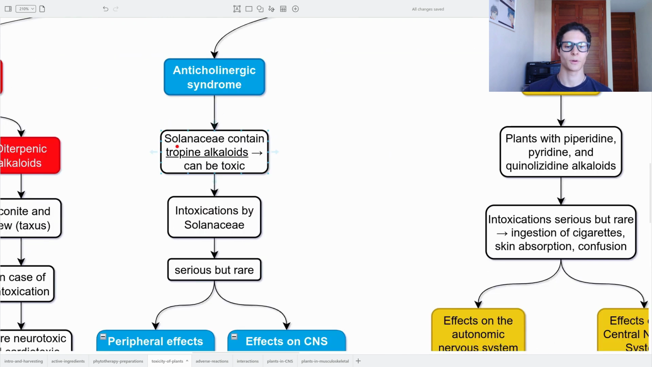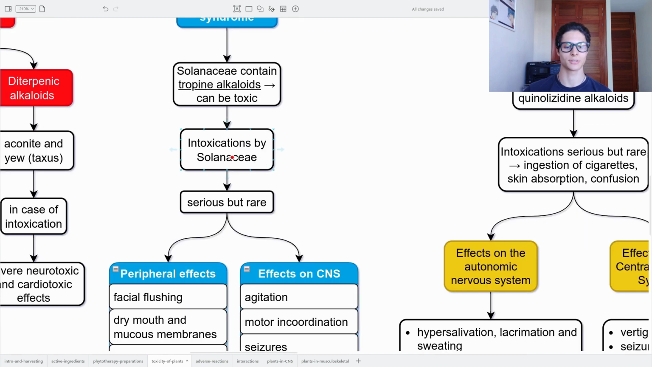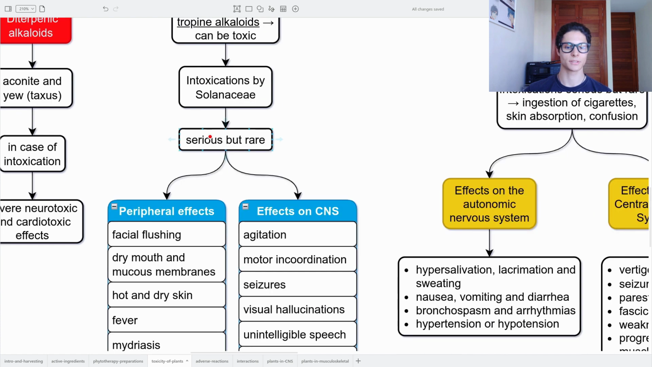Anticholinergic syndrome. For example, the Solanaceae contain tropane alkaloids, which can be very toxic. Again, alkaloids. Do you remember that I said that alkaloids are very toxic? You have a demonstration here. Intoxications by Solanaceae can be very serious, but fortunately enough, they are rare.